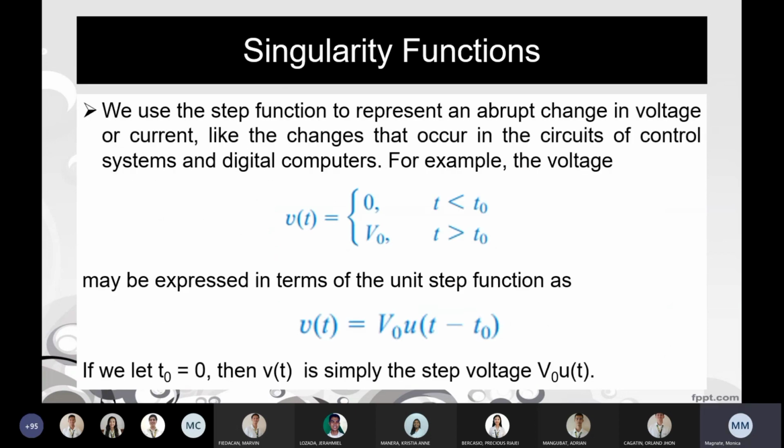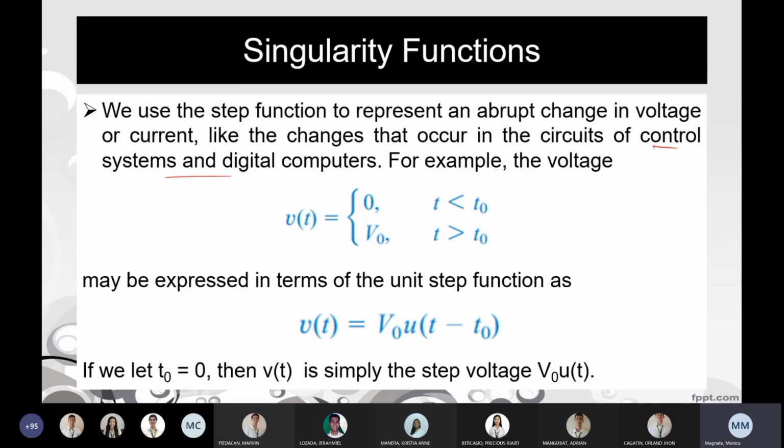We use the step function to represent the abrupt change in voltage or current, like the changes that occur in the circuits of control systems and digital computers. For example, the voltage V of t is equal to 0 for t less than t sub 0 and V sub 0 for t greater than t sub 0. So that is the application of the unit step function. It is used in circuits of control systems and digital computers. The output is just on-off, so when t is less than t sub 0, the value of the voltage is just 0.